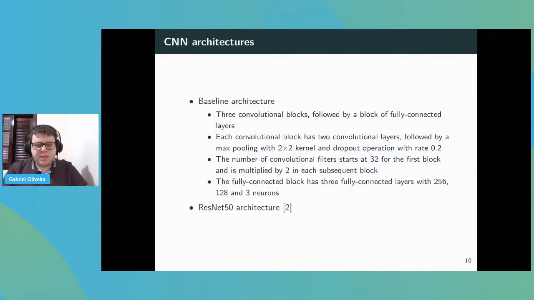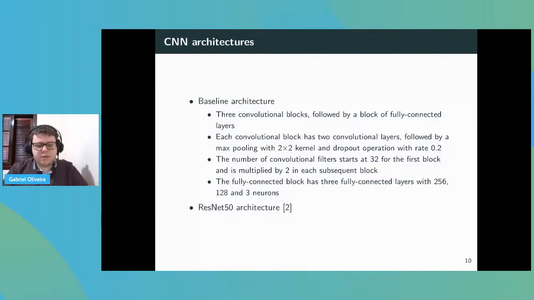Then with this kind of image, we need to make the classification. So to make the classification, we use two different convolutional neural network architectures. The first one is our baseline architecture, and this architecture is composed of 3 convolutional blocks, followed by a block of fully connected layers. Each one of these convolutional blocks has 2 convolutional layers, followed by a max pooling with 2x2 kernel size and a dropout operation with rate 0.2.